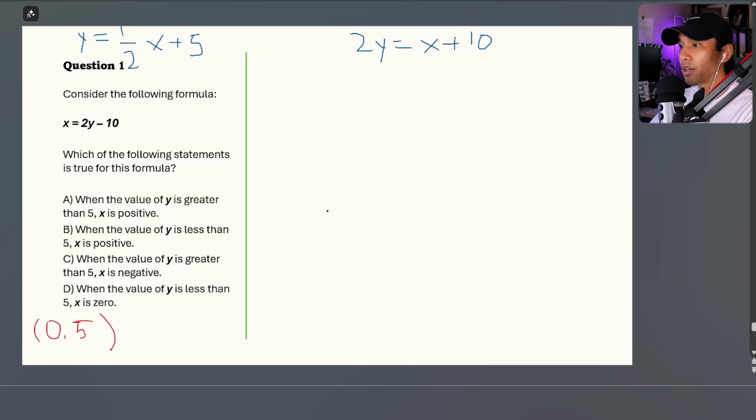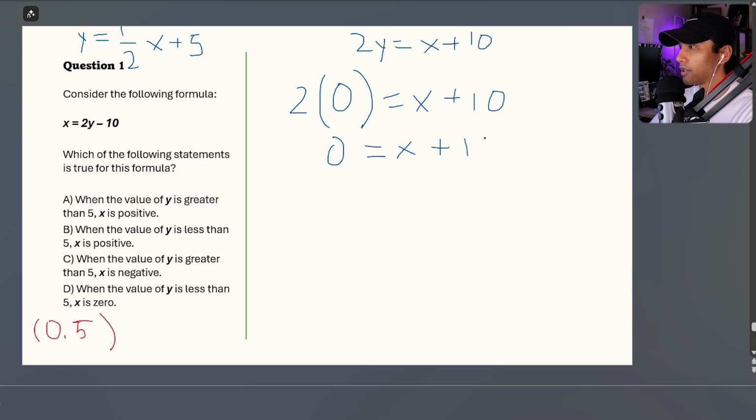Now we want to know the other point in our graph, which is the x-intercept. And remember, to get the x-intercept, we're going to make y 0. So our equation writes as such: 0 equals x plus 10. That equals 0 equals x plus 10. Minus 10, minus 10. We have x equals negative 10.